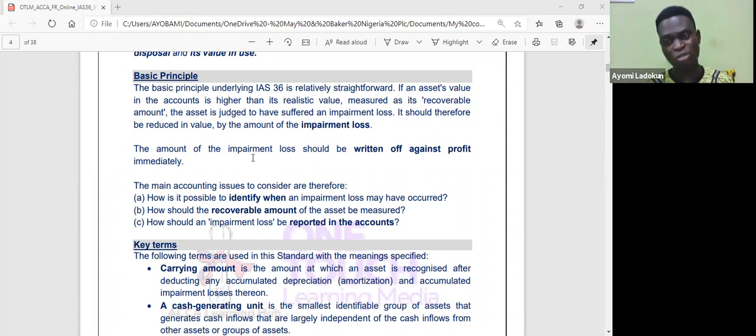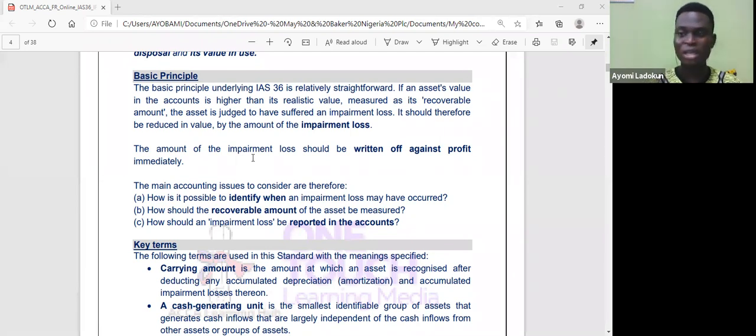So where do I take it to? I take it straight to the profit or loss account. I debit profit or loss and I credit PPE. When I debit profit or loss, it increases my expenses. When I credit PPE, it reduces the value of my PPE. So the issue now is this: how do I compute my recoverable amount? The 350 I just told you about, how do I get it? I've already told you how to get your carrying amount: you simply remove accumulated depreciation and accumulated impairment losses, then you get your carrying amount.